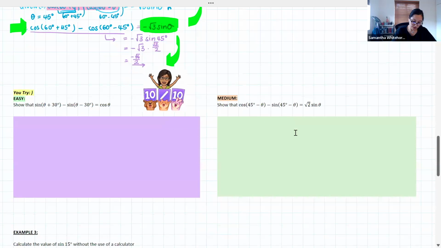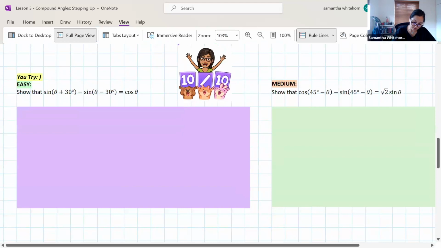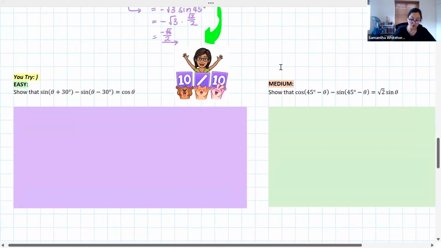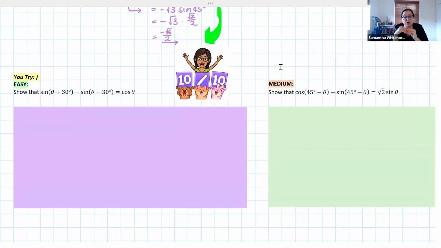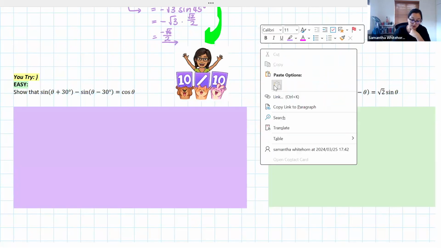But here are your two questions that I want you guys to try. You don't have to try both of them. Try whichever one you feel more comfortable with. There's a slightly easier one and there's a slightly harder one. You decide which one you want to do. You can do both, it's completely up to you. In the easier question, you want to show that sine theta plus 30 minus sine theta minus 30 is equal to cos theta. And then the second one, you want to show that cos 45 minus theta minus sine 45 minus theta is equal to root 2 sine theta.